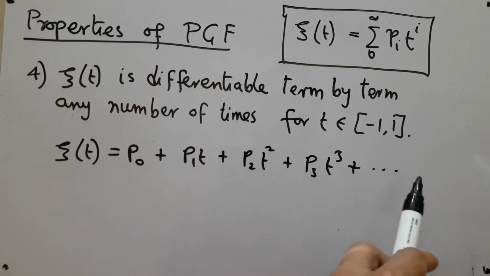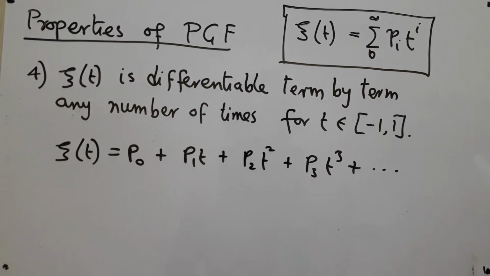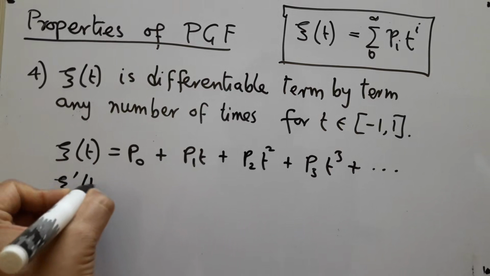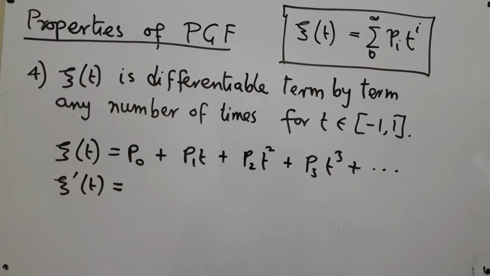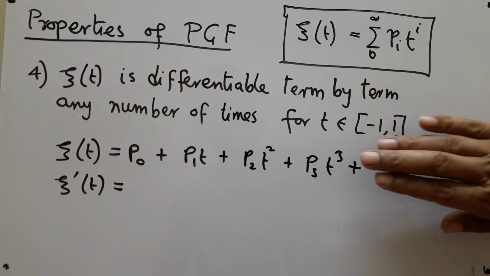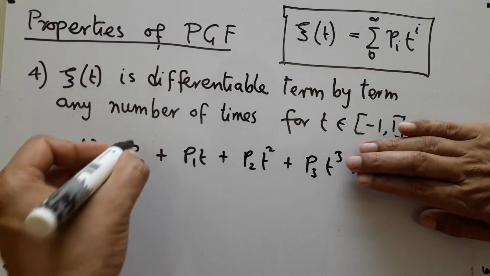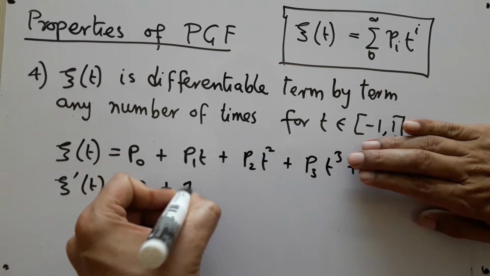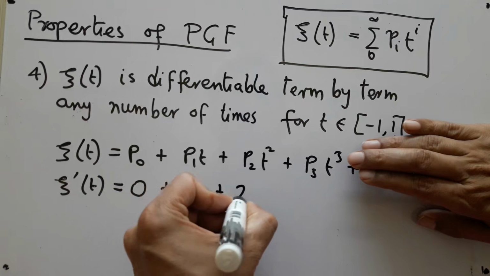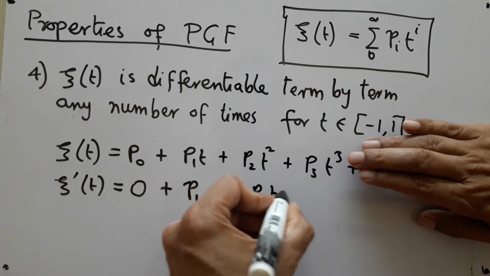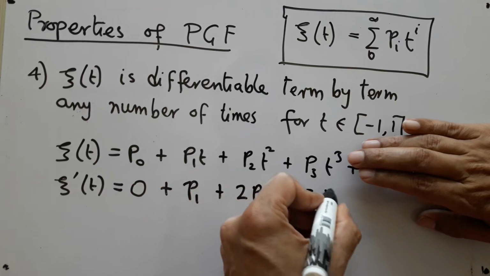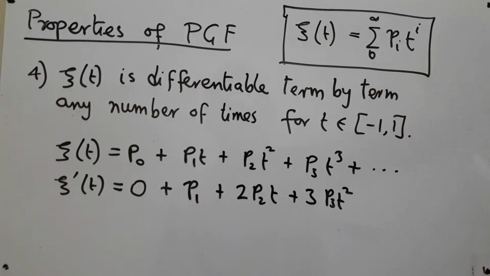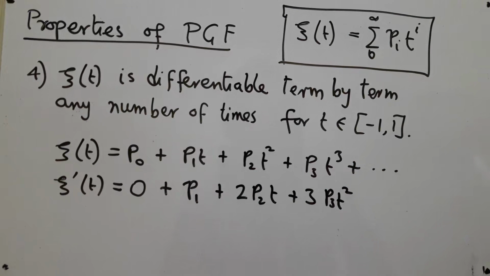Here is the series defining xi t. Now I want to find its derivative, first derivative. How would you go about it? If it is just a finite sum, then naturally you will differentiate this, which will give 0, differentiate this, which will give p1, this will give you 2p2t, 3p3t square, and stop.